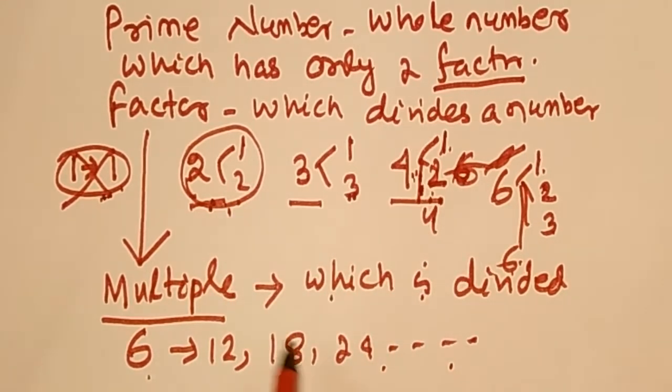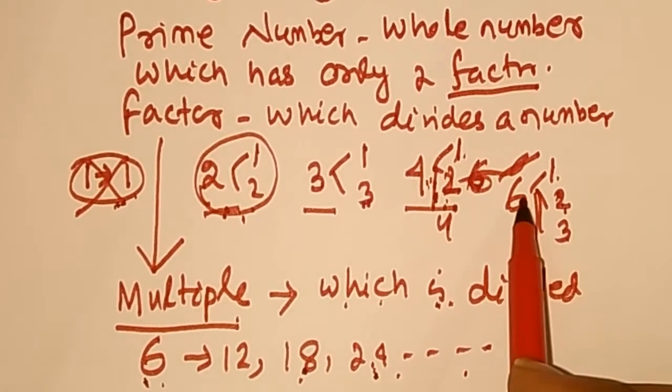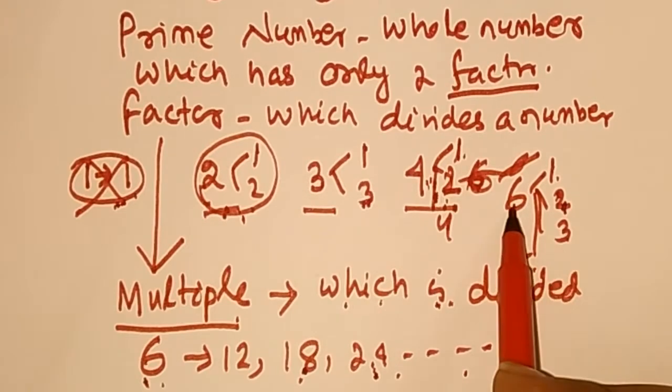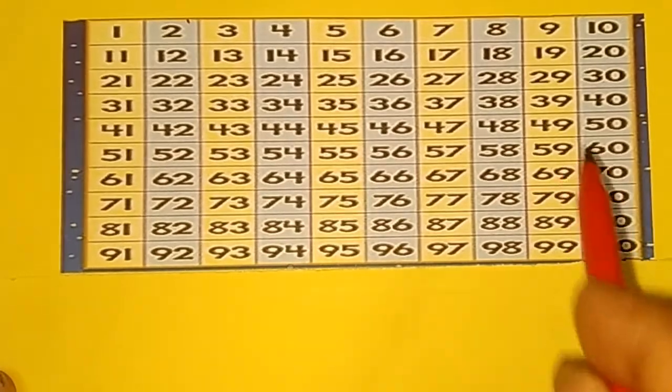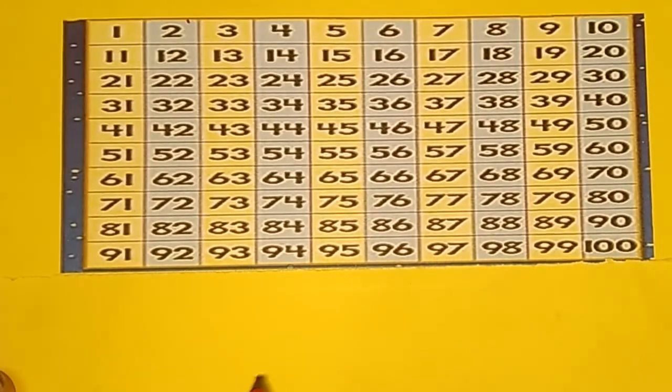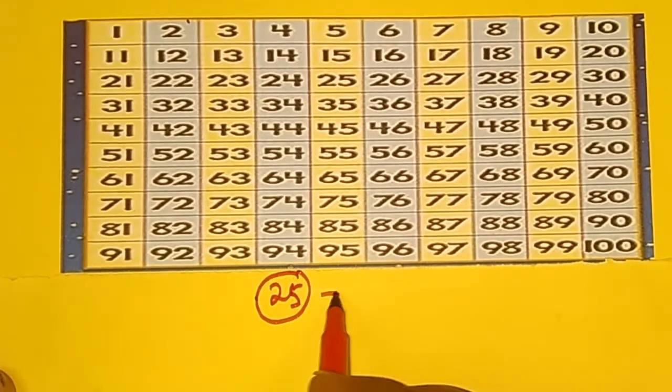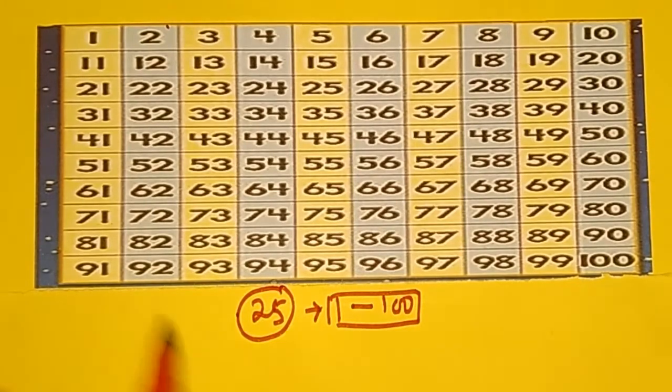A multiple is that which is divided. 18 is divided by 6, so 18 is a multiple of 6. 24 is divided by 6, so 24 is a multiple. 2 divides 6, so 2 is a factor of 6. From 1 to 100, we check which numbers are prime or not. You must remember that there are 25 prime numbers between 1 and 100. Now the question is, which are prime and which are not?